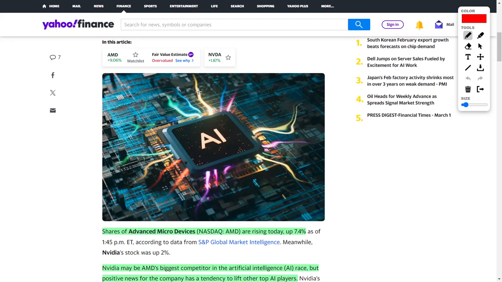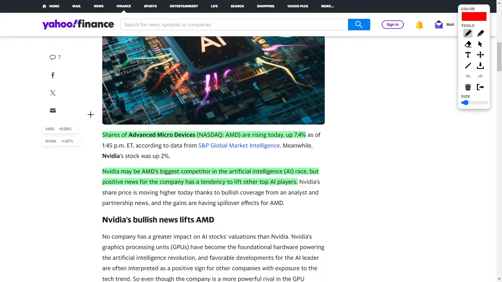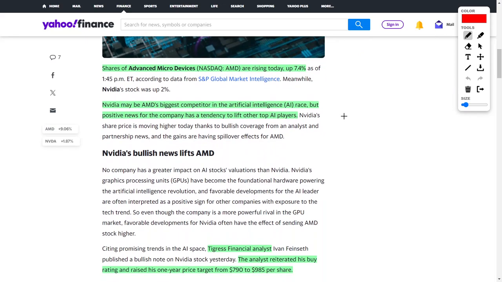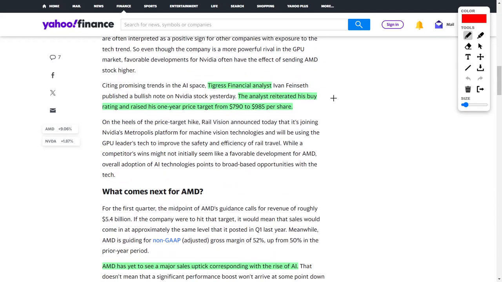Next up, we have Advanced Micro Devices, ticker symbol AMD, which has surged in their share price by 7.4%. However, why are they increasing in their share price? Well, honestly, this has something to do with NVIDIA, and here's what I mean. According to the article, NVIDIA may be the largest reason why AMD is surging in their share price right now, and here's why. Normally, if one big company gets positive news in regards to artificial intelligence, then other AI players will also increase in their share price, and here's what happened recently with NVIDIA.